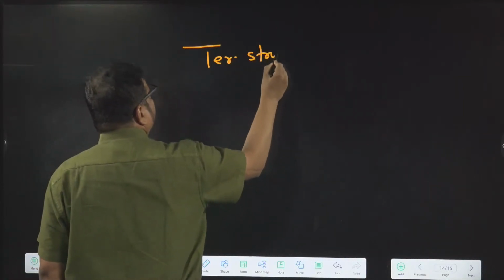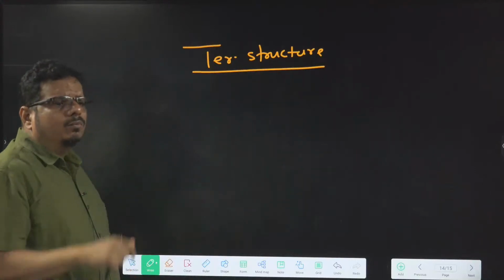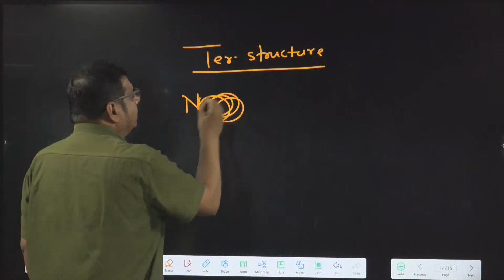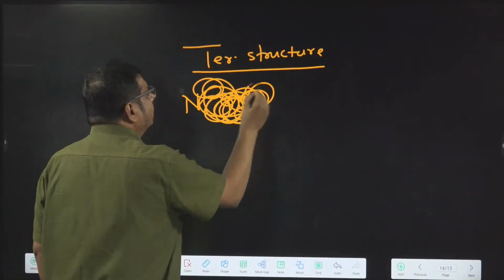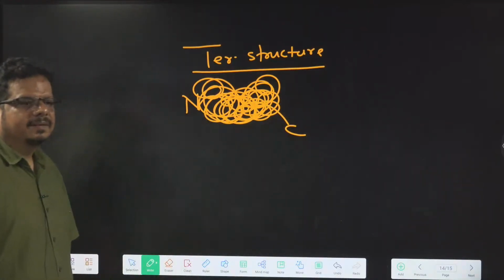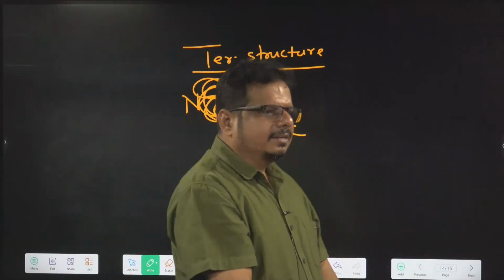Tertiary structure of protein. You have seen the wool ball. It looks like this. A long-chain protein, from the N-terminal to the C-terminal, undergoes a high degree of folding and becomes like this. Which structure is this? Tertiary structure. It is a globular structure.